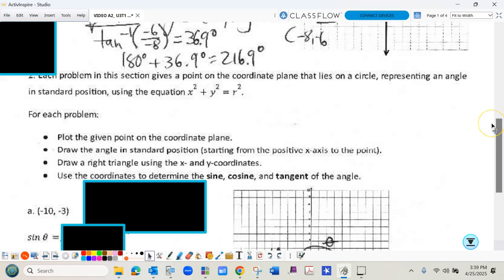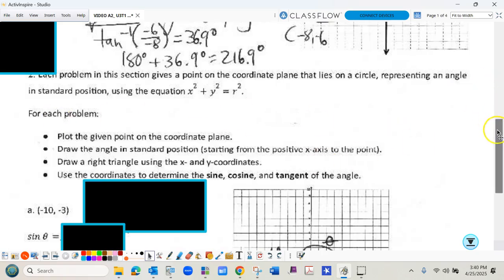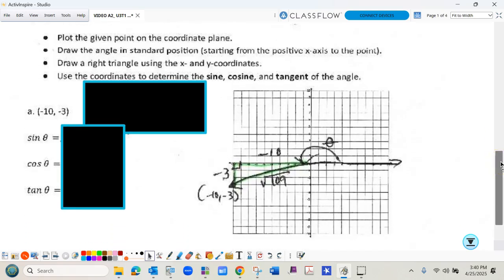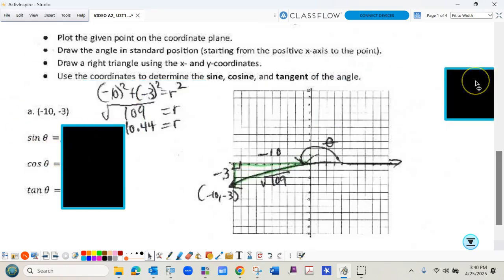In question 2, I've got another equation of a circle. I need to plot the point in each problem, in this case (-10, -3), and I need to do all the ratios. In order to do the ratios, I have an x and y value, -10 for x, -3 for y, and I need my r value, which I solve for here. Make sure you put parentheses around the negatives.